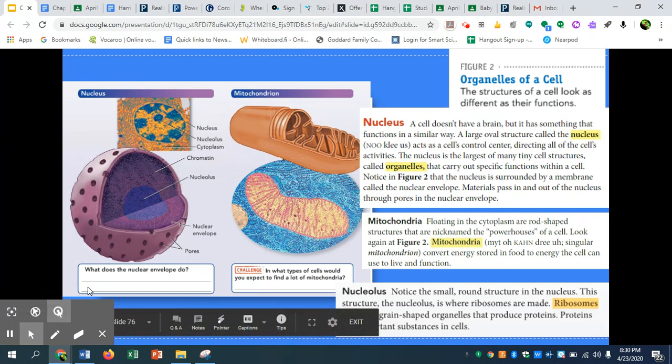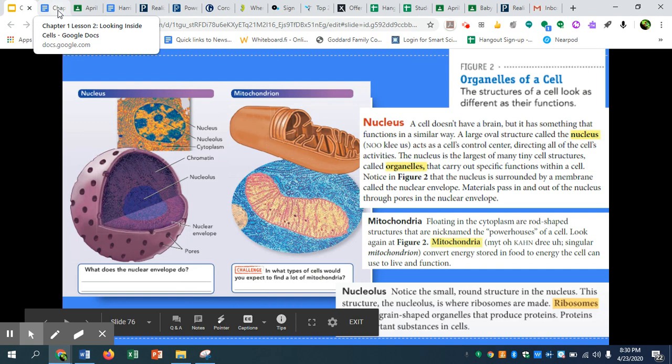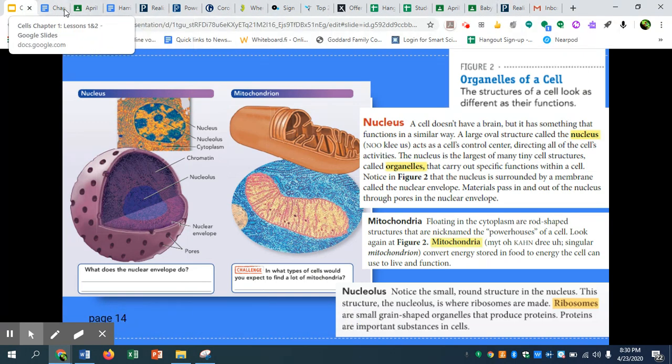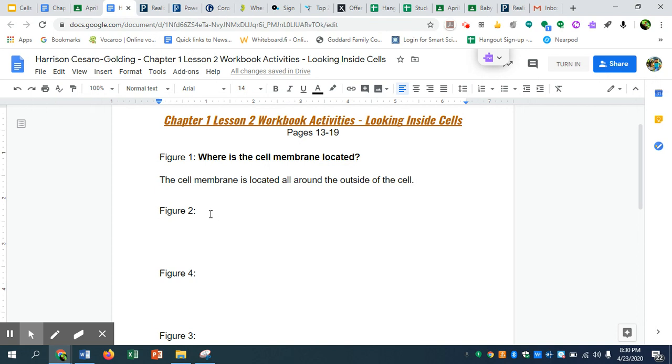So what does the nuclear envelope do? It allows materials to pass in and out of the nucleus. So we're going to go here to our answer for figure 2. We're going to write: the nuclear envelope allows materials to pass in and out of the nucleus. Okay. That's part of figure 2. There's a little bit more to answer here.